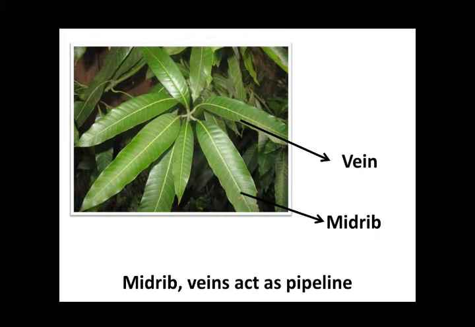Observe carefully, there is a thickest vein in the middle of the leaf. It is called the midrib. The veins act as a pipeline which carries the water, minerals and the food up and down the leaf.